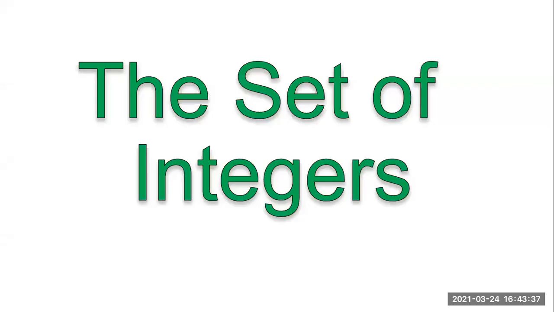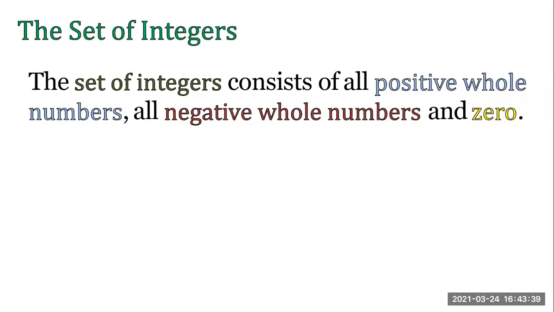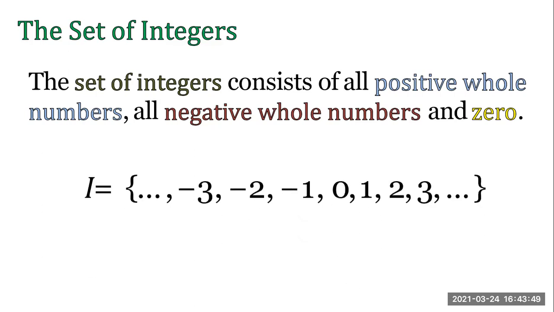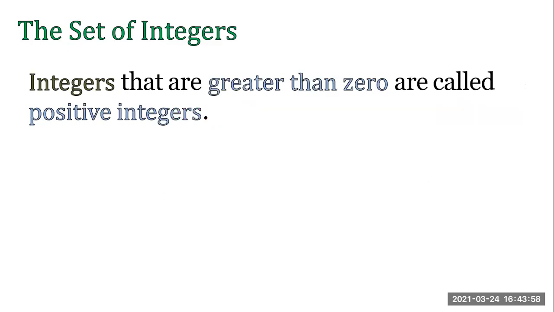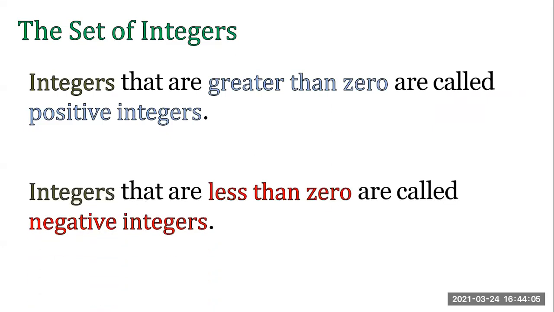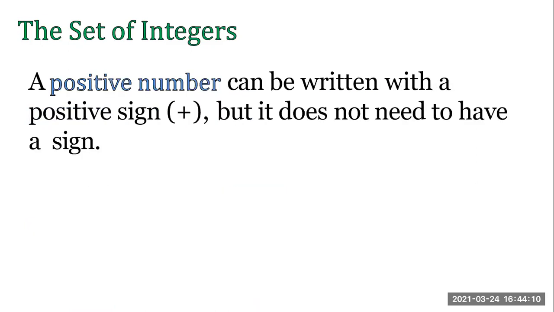The set of integers. The set of integers consists of all positive whole numbers, all negative whole numbers, and zero. Like for example, -3, -2, -1, 0, 1, 2, 3, and so on. Integers that are greater than 0 are called positive integers. Integers that are less than 0 are called negative integers.